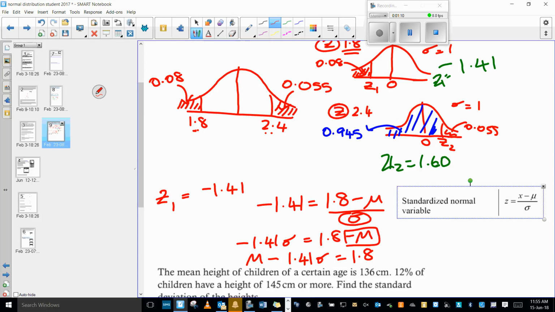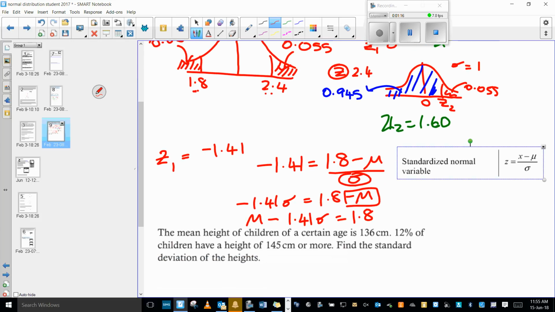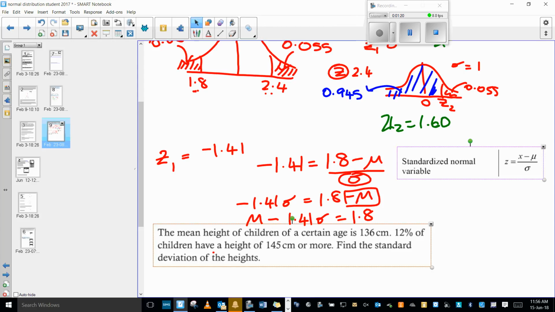Très bien. I'm now going to repeat that same process with the other z-score. So this baby is going to go. We decided not to do that question. Oh, no.